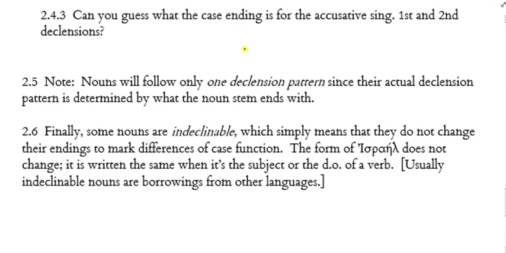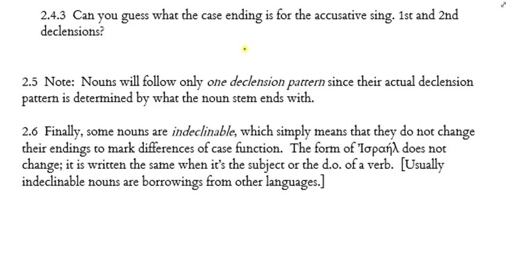2.5. Note, nouns will follow only one declension pattern, since their actual declension pattern is determined by what the noun stem ends with. So once I learn a noun, I'm going to look at the noun stem and say, what does it end with? If it ends with omicron, you know what pattern it follows, don't you? Which one? Second declension. Good. If it ends with alpha, it follows first. Not if the noun ends with alpha, if the stem ends with alpha. If the stem ends with eta, it follows the first declension. And if the stem ends with a consonant, it follows the third declension.